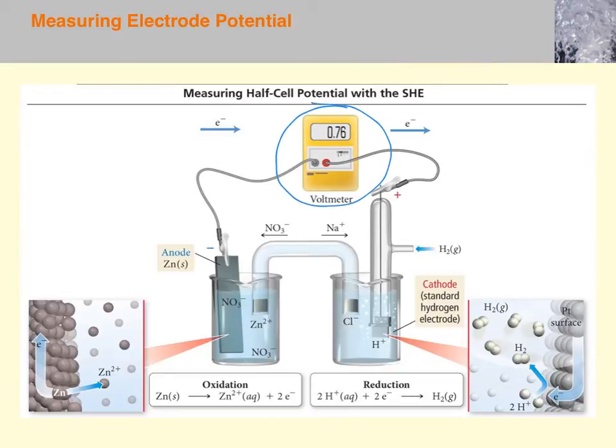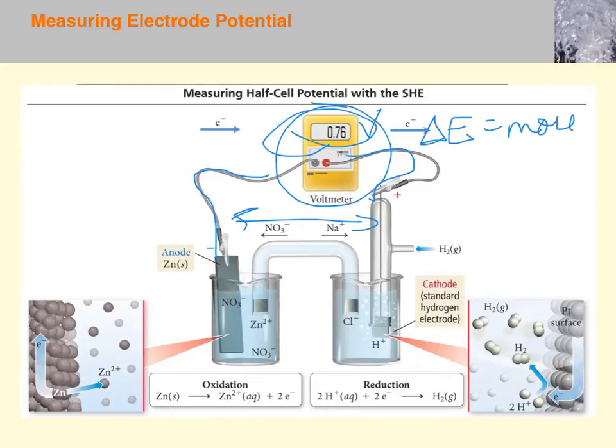So if you hook a voltmeter up, and if you've done the lab this week, you have done that. If you hook a voltmeter up in between the connection between two electrodes, the voltage you get, 0.76 volts, tells you the difference in potential between the two electrodes. The larger the electromotive force, the larger the change in potential energy, the more electrolytic energy you have. So delta E goes up, more energy is provided.